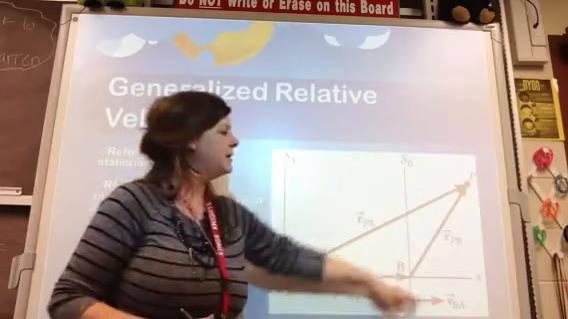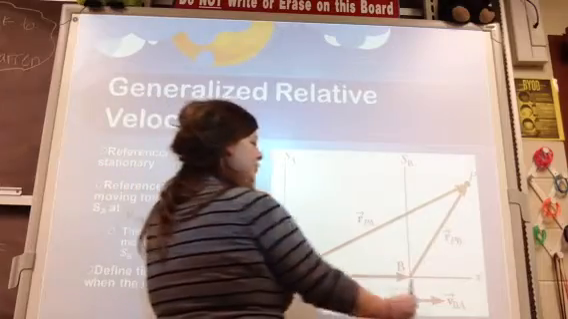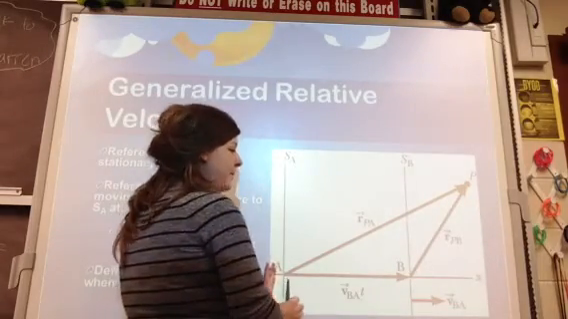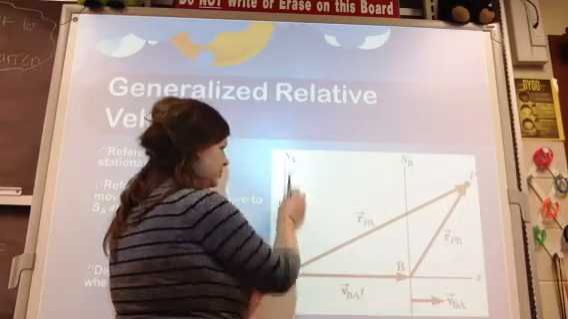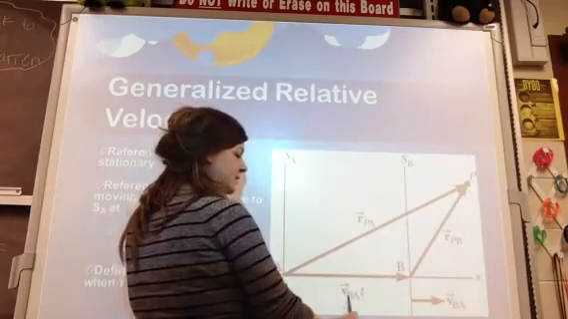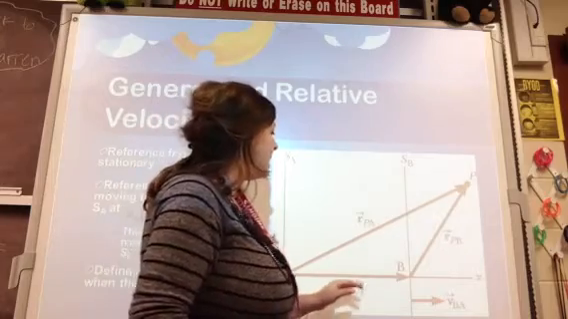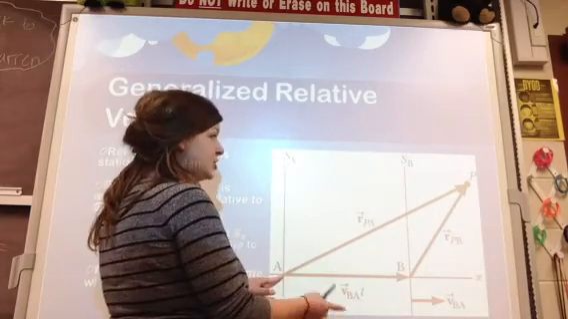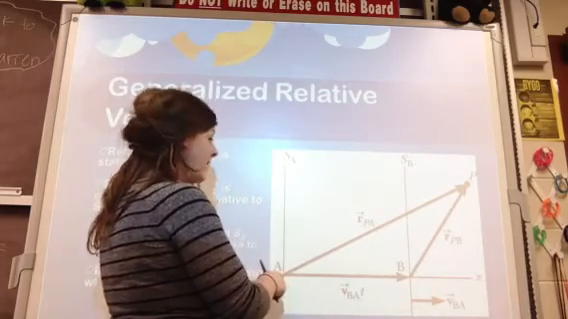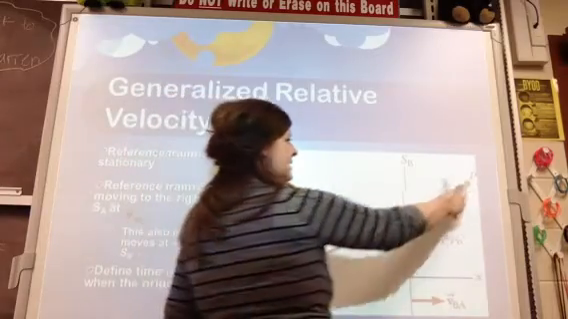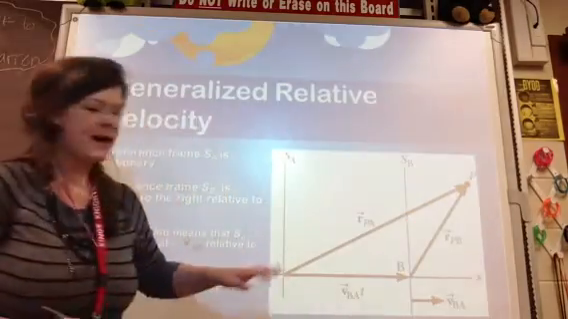In terms of my diagram here, I have my two reference frames. I know that B is moving relative to my reference frame A, so it's moving at some velocity in some amount of time. I can call my position from A here P.